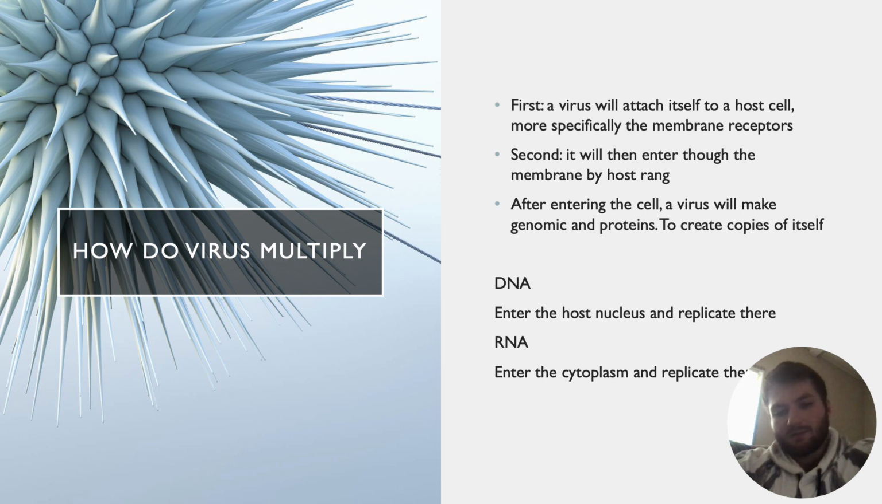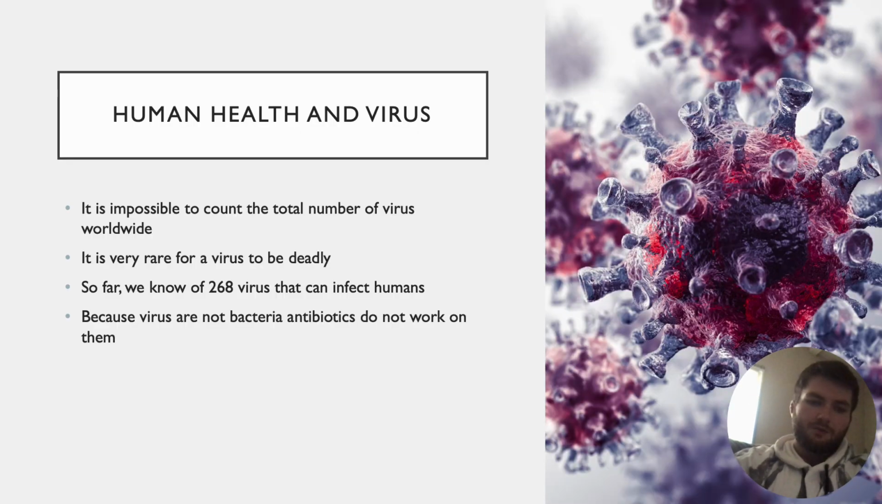And essentially, that's what a virus consists of. So it just copies and makes more of itself over and over again, either via RNA in the cytoplasm or DNA in the nucleus. So, that's that. So, how do viruses and human health coincide?